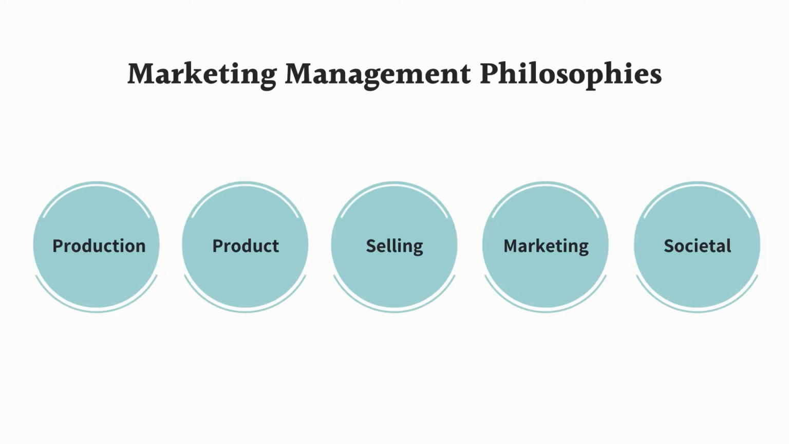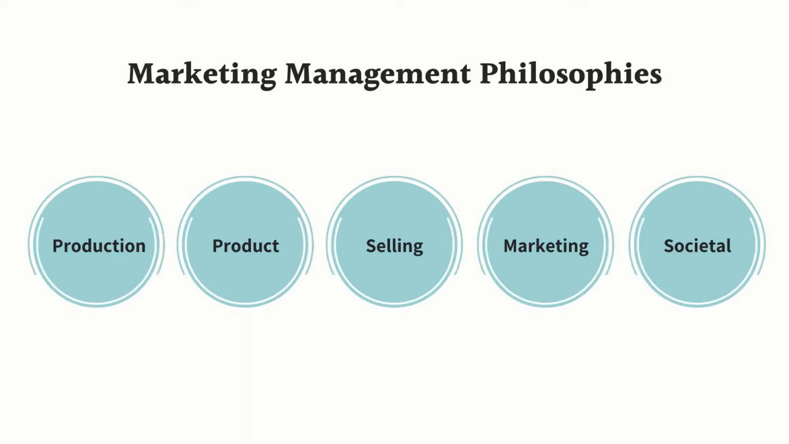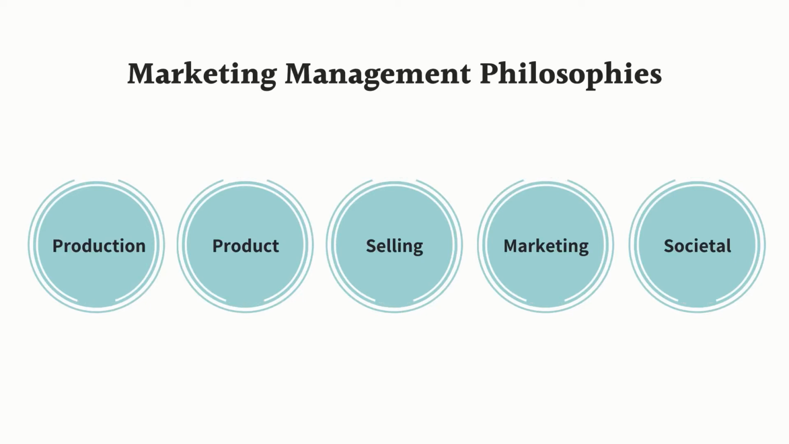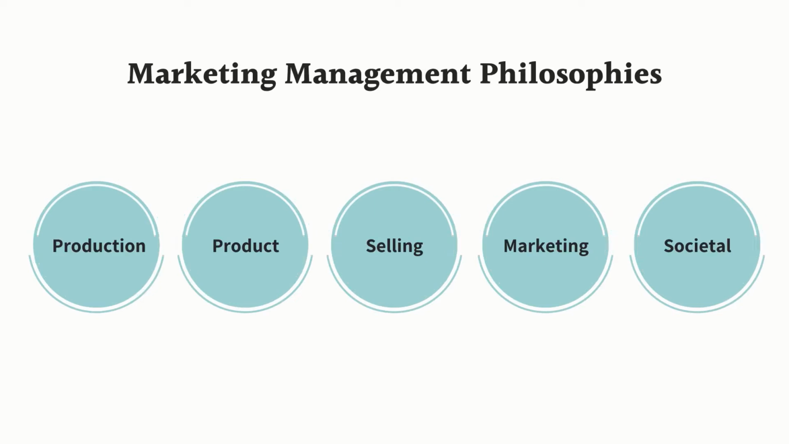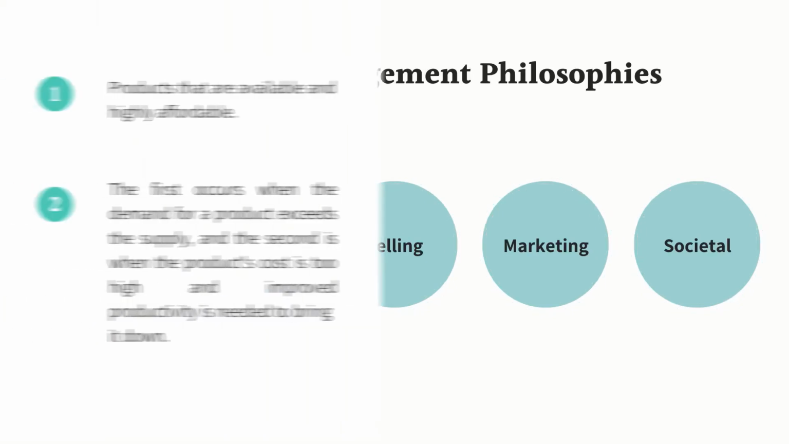Okay? So we have different philosophies to understand a little bit better which are our objectives. What am I going to focus on? We can focus on production, product, selling, marketing, or societal vision. So those are the philosophies that we can use in the marketing management. So let's see what's each one of these.